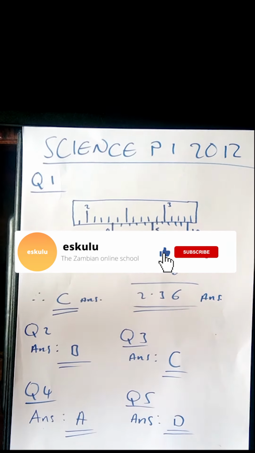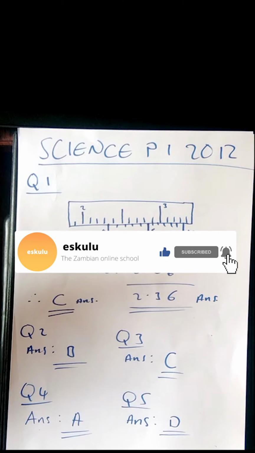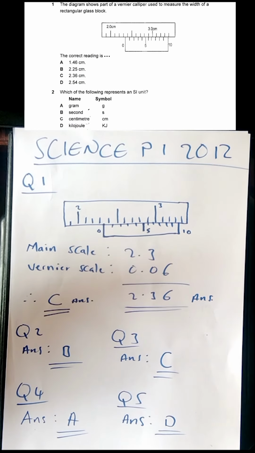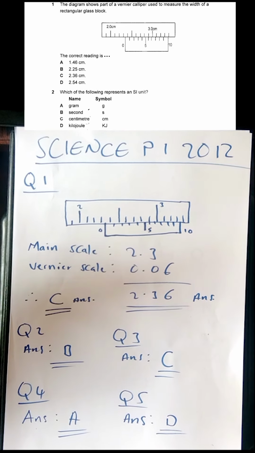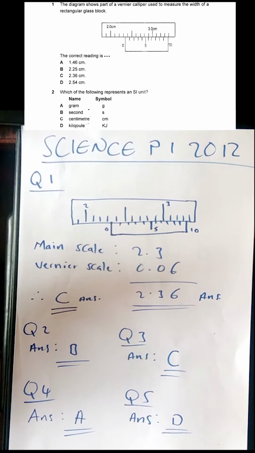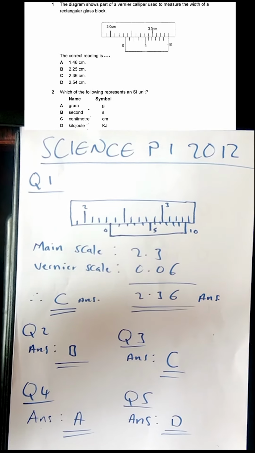Hello guys, welcome to the working out of Science Paper 1 2012. Science Paper 1 2012 is a combination of physics and chemistry, used to be called Physicheme. So we'll have the first part of physics done and the second part of chemistry done. This is multiple choice. So we'll start with question number 1.